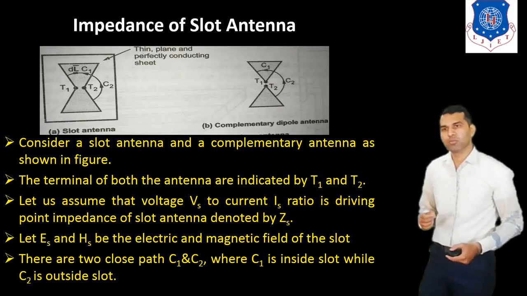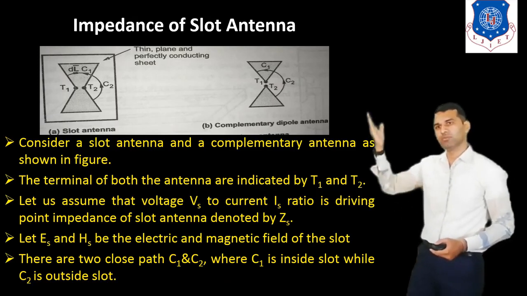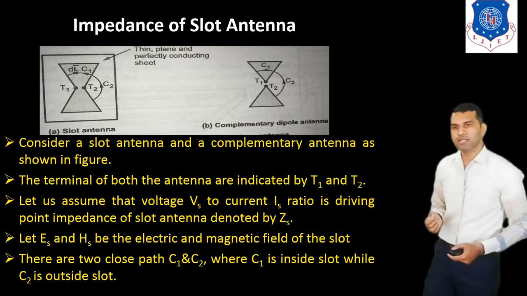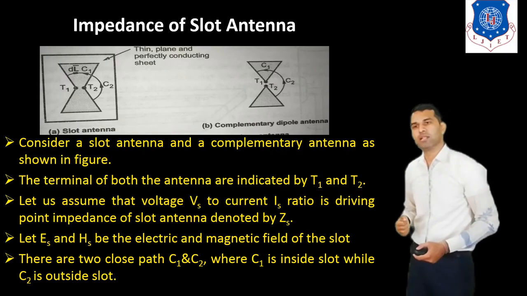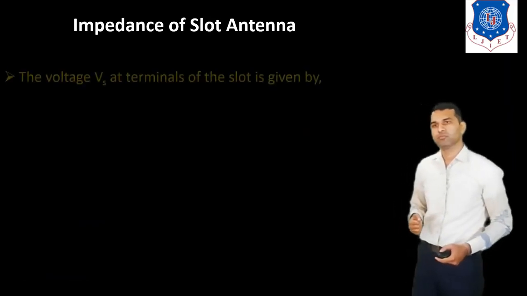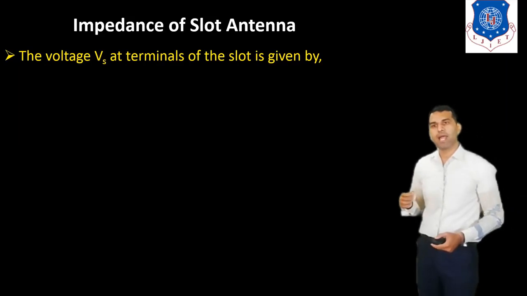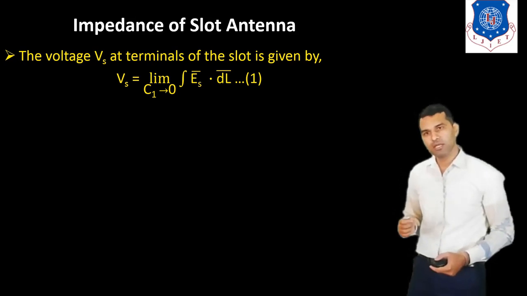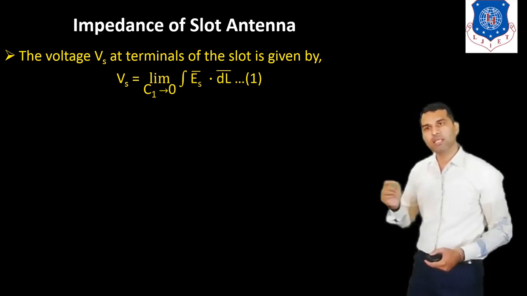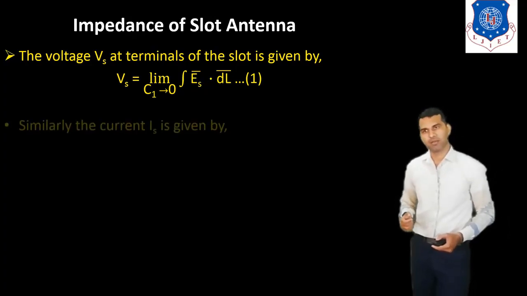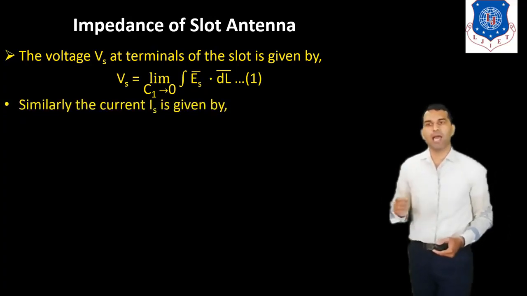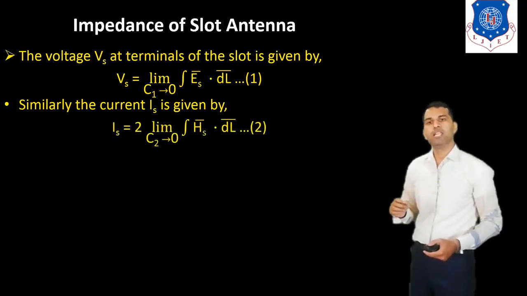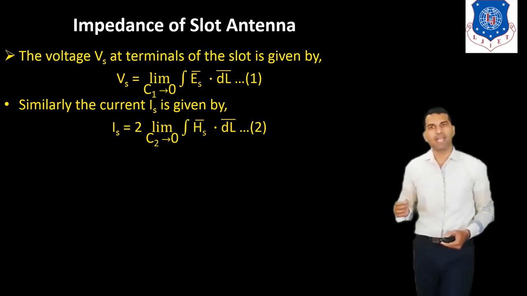There are two closed paths, C1 and C2. Here in this figure we can see the two paths: C1 is inside the slot, while C2 is outside the slot. The voltage Vs at the terminal of the slot is given by Vs equals the limit as C1 tends to 0 of the integration of Es dot dl. Similarly, the current Is is given by Is equals 2 times the limit as C2 tends to 0 of Hs dot dl.